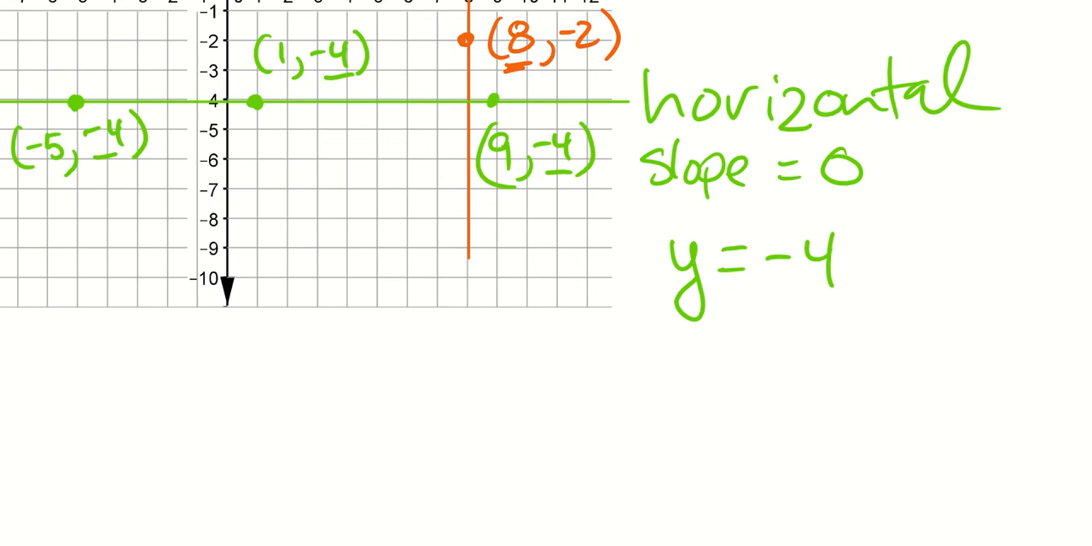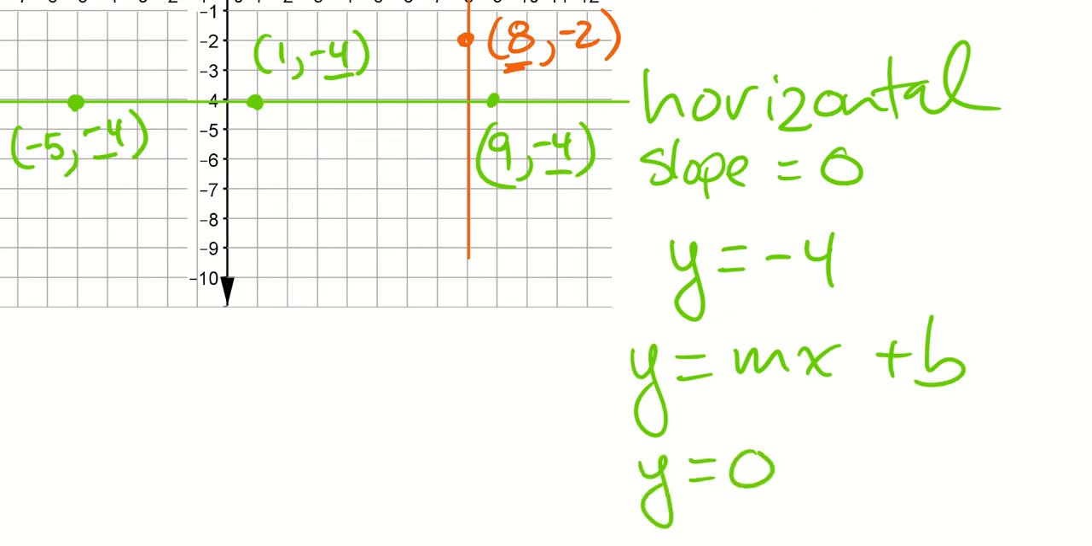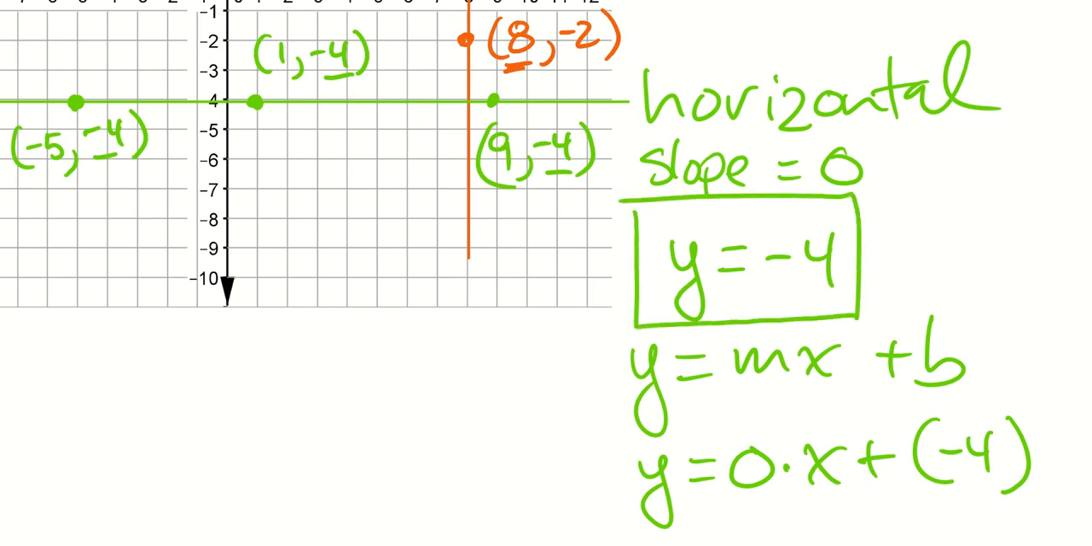I can write the equation of a horizontal line in the form y equals mx plus b. In this case, because it's horizontal, my slope value is 0 times x plus, in this case, -4. But you can see that this equation just simplifies to y is equal to -4.